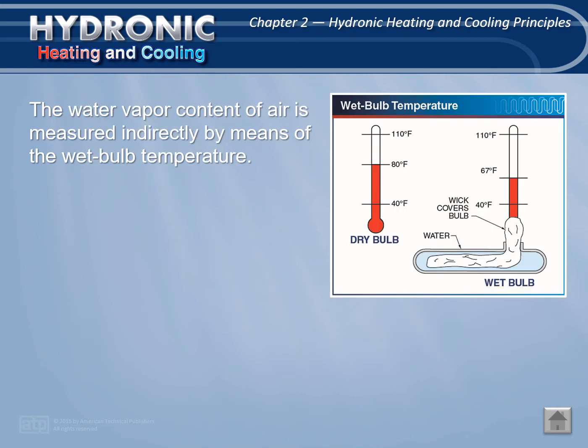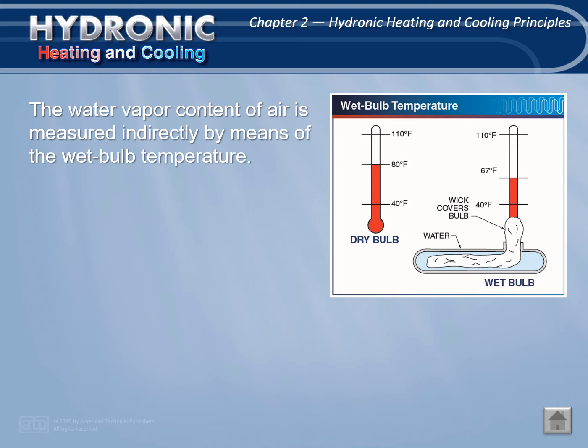Let's now discuss humidity and how we may be able to control it. Humidity is the amount of moisture or water vapor in the air. Humidity is always present in air. A low humidity level indicates dry air that contains little moisture. A high humidity level indicates damp air that contains a significant amount of moisture.